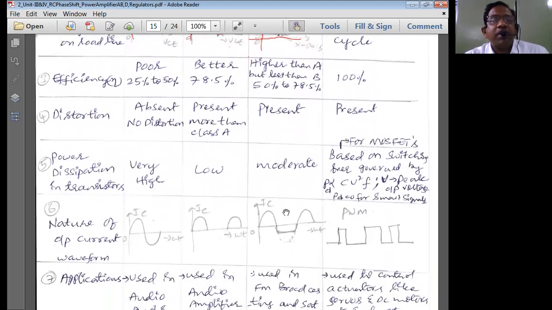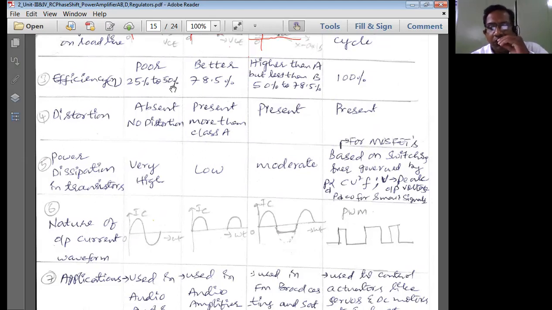Next important point is the efficiency. Class A power amplifier efficiency will be ranging between 25% to 50%. If it is without transformer coupling, maximum efficiency is 25%. If it is with transformer coupling, it is 50% maximum efficiency. So even 50% maximum efficiency is not considered practically.